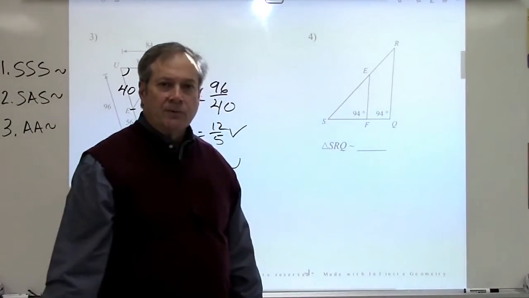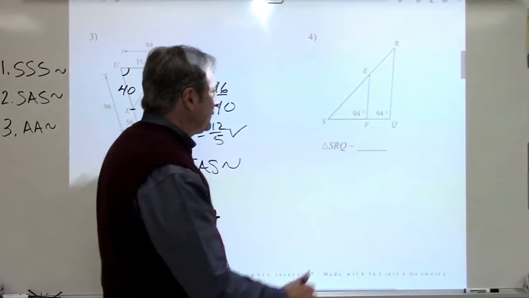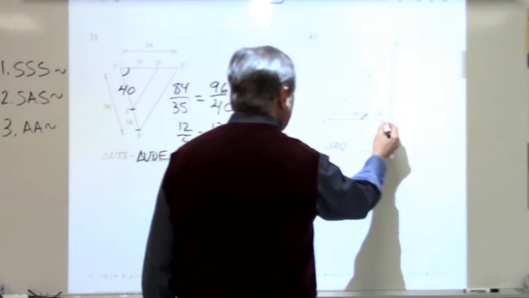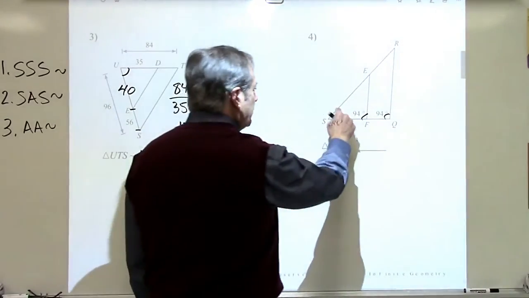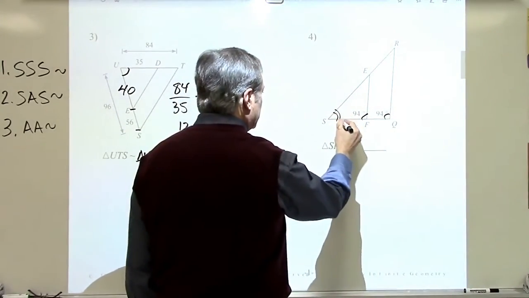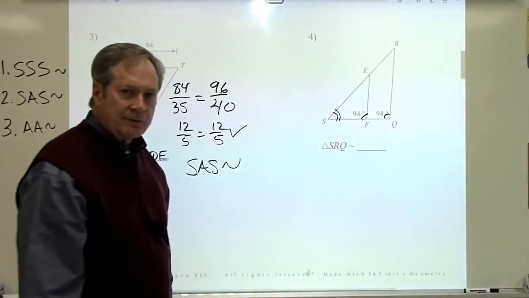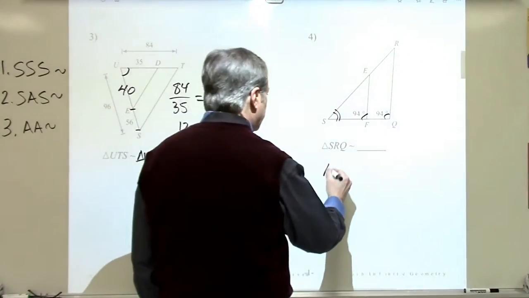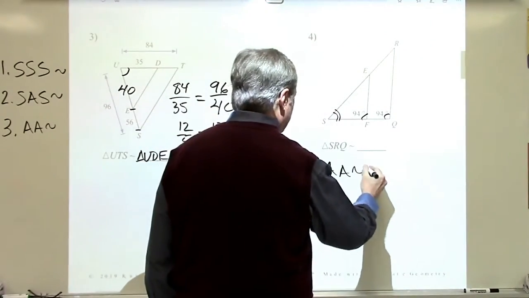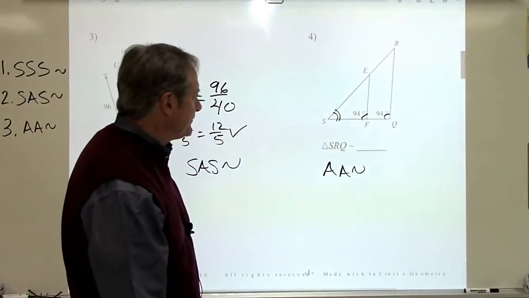Okay, over to number 4. Now I can immediately see, obviously they've got this angle and that angle are congruent, and because they share a common vertex, that angle is congruent for both. So since we have two angles that are congruent, we can say yes, these two are similar by angle-angle similarity.